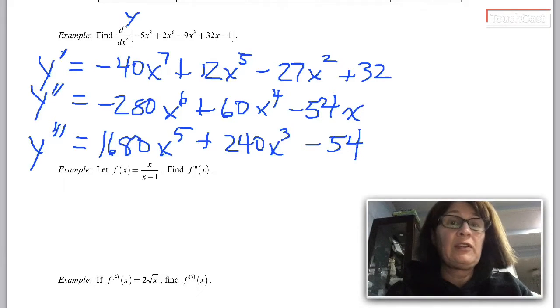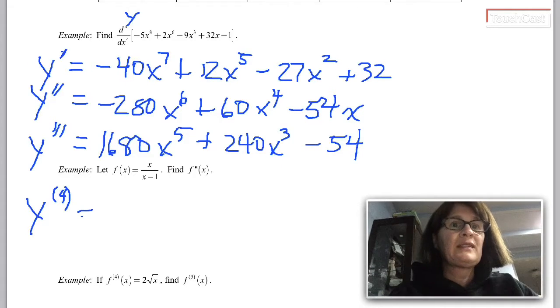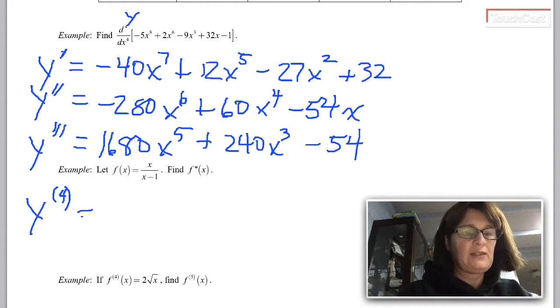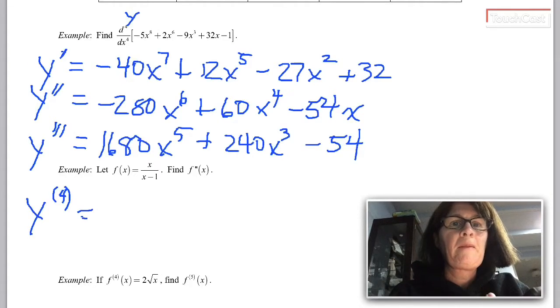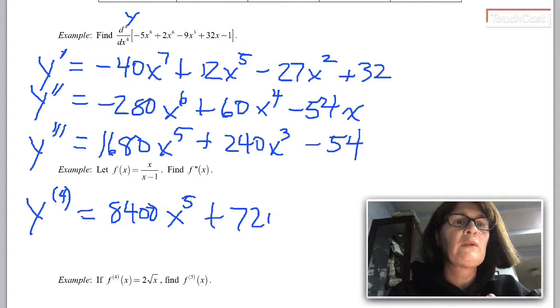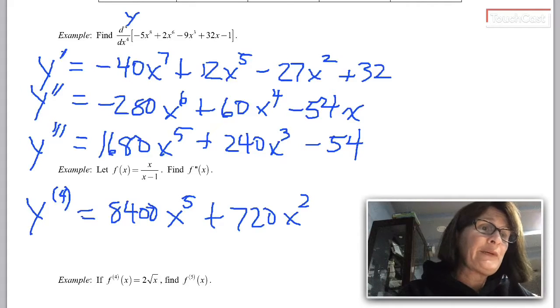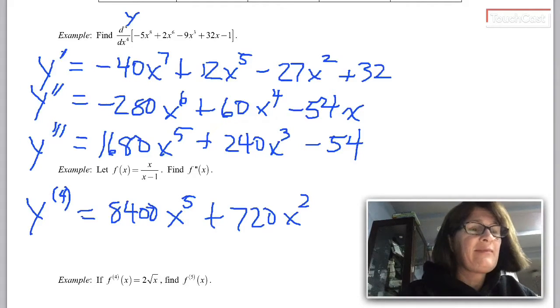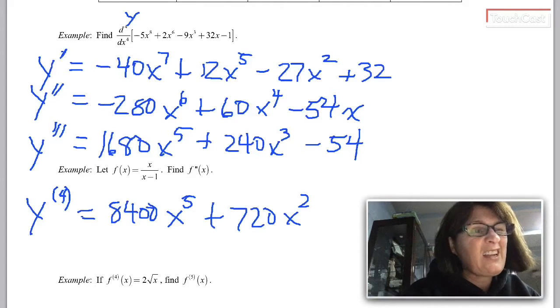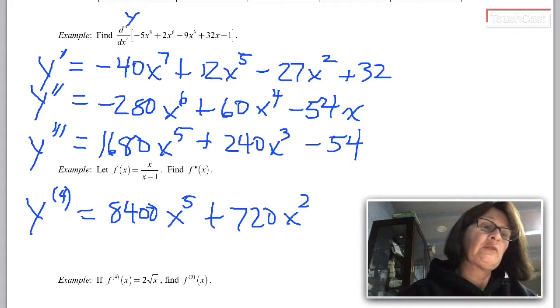I've been asked to find the fourth derivative, so here it is, it's coming. The fourth derivative is going to equal whatever 5 times 1680 is, 8400 x to the 5th plus 720 x squared. The fourth derivative. So the thing to note there, they won't have you do that kind of multiplication on the AP test unless it's a calculator section. And just notice that the only way to get to the fourth derivative is to take those derivatives one at a time.